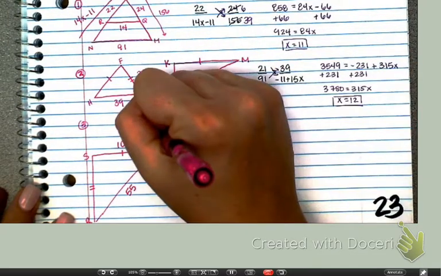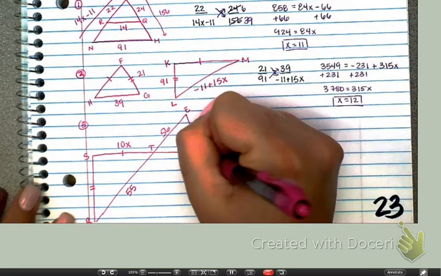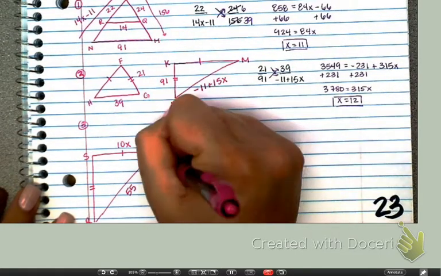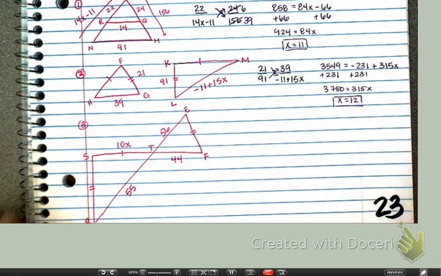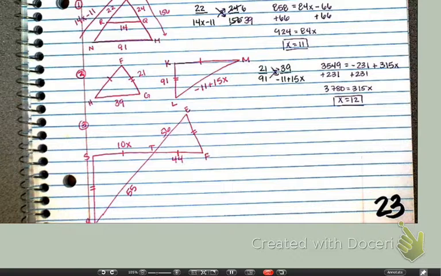So it's just two triangles that are next to each other. Okay, so based on the information that you have, all I want you to do is set up the proportion. Don't solve it yet, just set up the proportion.